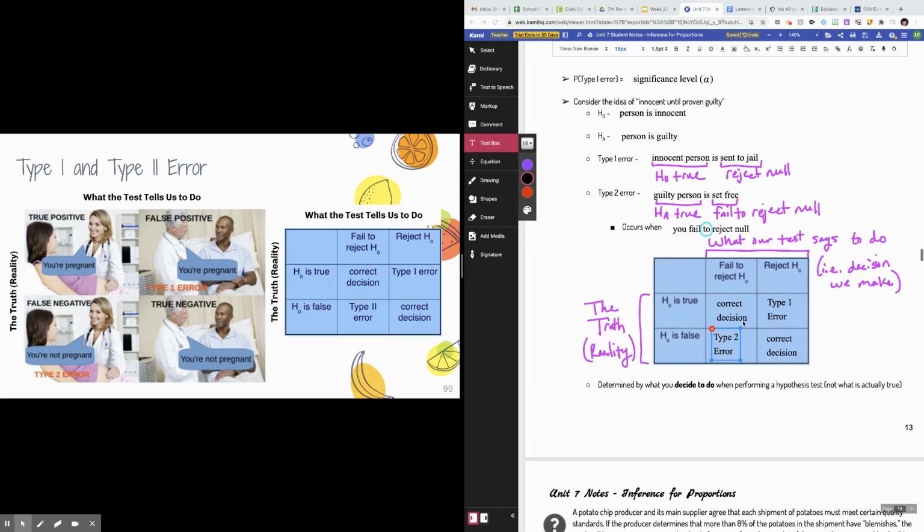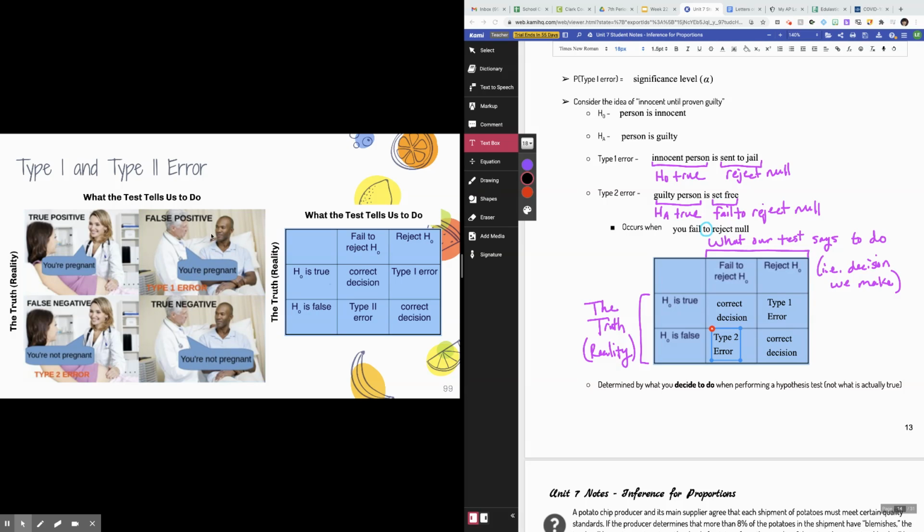Another really common example that you'll see on the internet looks like this, with doctors telling men and women whether or not they're pregnant. If a woman is actually pregnant, the reality, and the doctor says that she's pregnant, those two things match. If in reality you have a man who is not pregnant, and the doctor says that he's not pregnant, that is also a match.